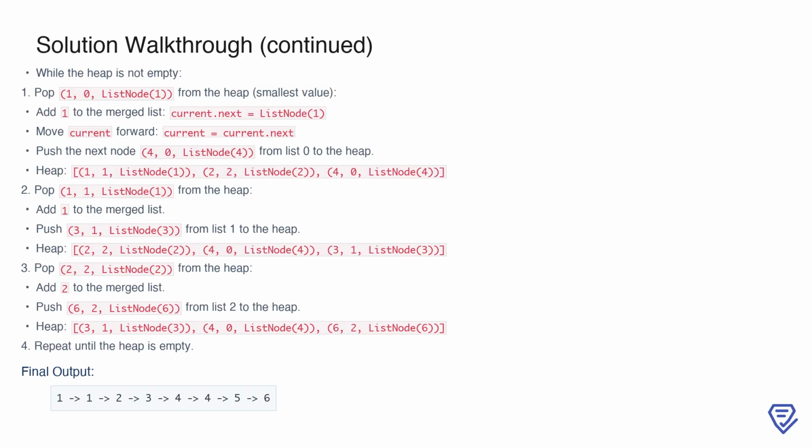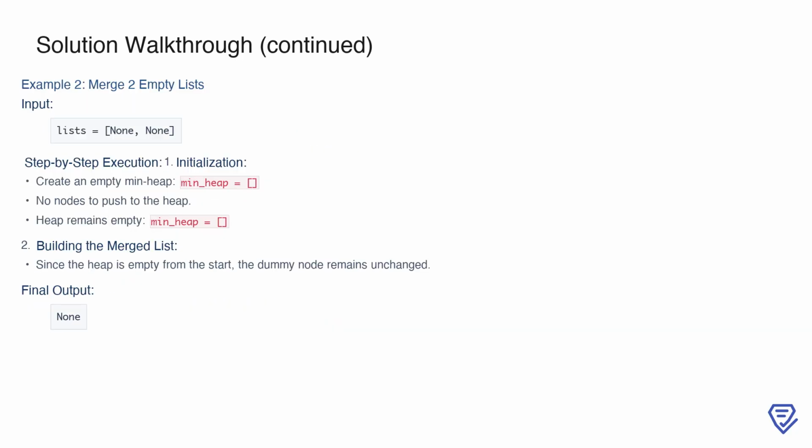1-1-2-3-4-4-5-6. In this example, we handle the edge case of merging two empty lists. Since both lists are empty, there are no nodes to push into the min heap during the initialization step. The heap remains empty throughout the process. As a result, the dummy node, which represents the starting point of the merged list, remains unchanged. This means that the output of this example is simply None, as there are no elements to merge.